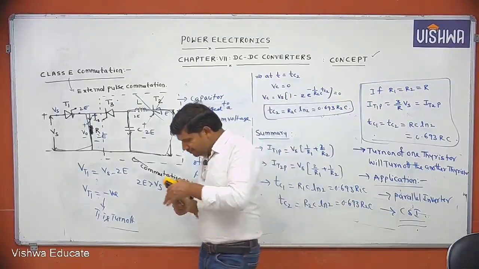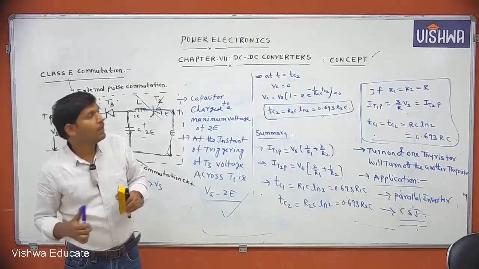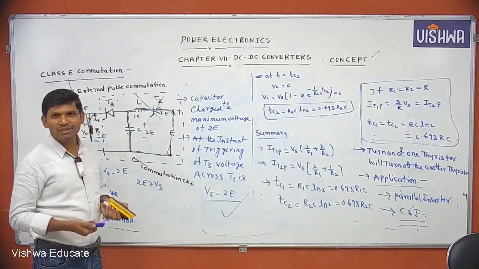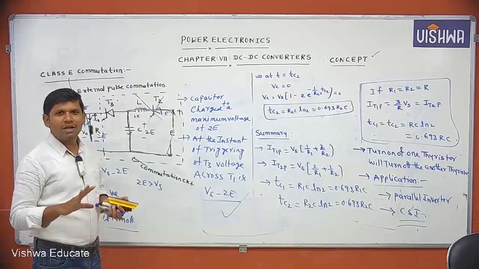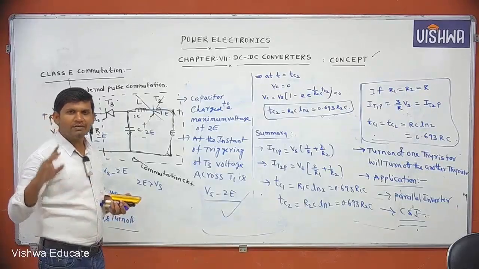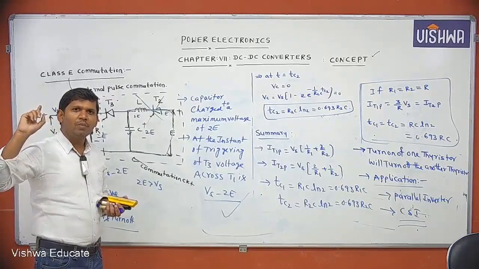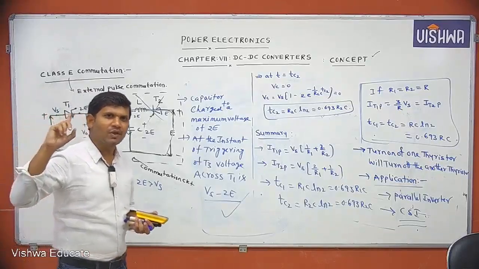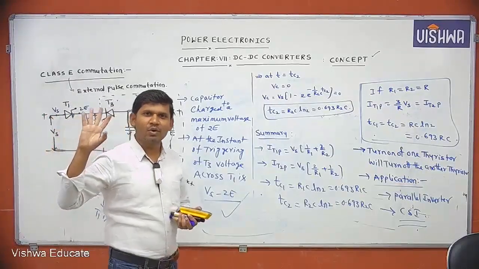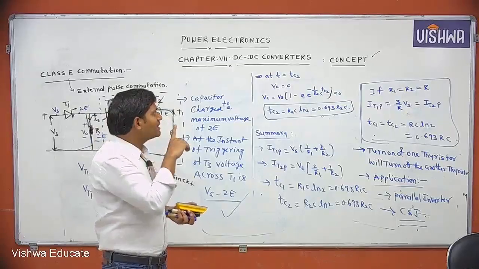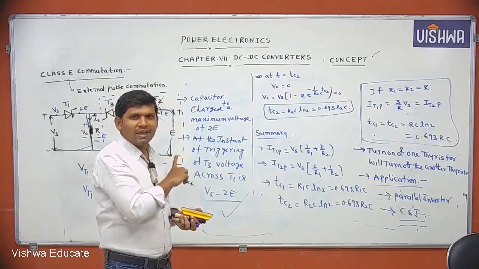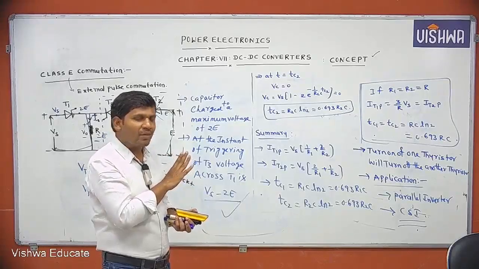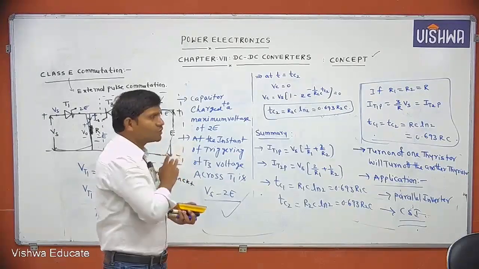With this, class C commutation and class E commutation are completed. All the commutation methods are completed. In the discussion of commutation methods in power semiconductor devices, I gave some introduction to the forced commutation methods and load commutation methods. But in the discussion of choppers, class A commutation I explained in detail. Class B is completed, class D is completed, class C and class E are also completed.